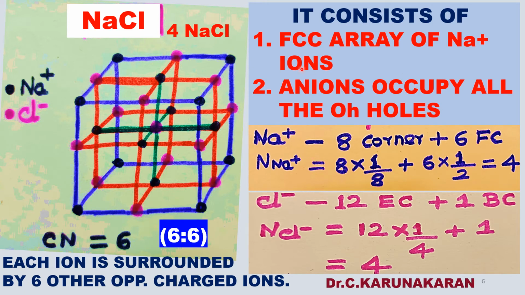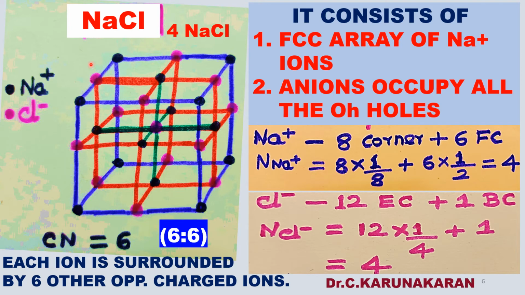In the case of face-centered cubic lattice, the ions are present at the corners and at the face centers. There are 6 face centers. Now, how many sodium ions are present per unit cell? Calculate the number of sodium ions present per unit cell.